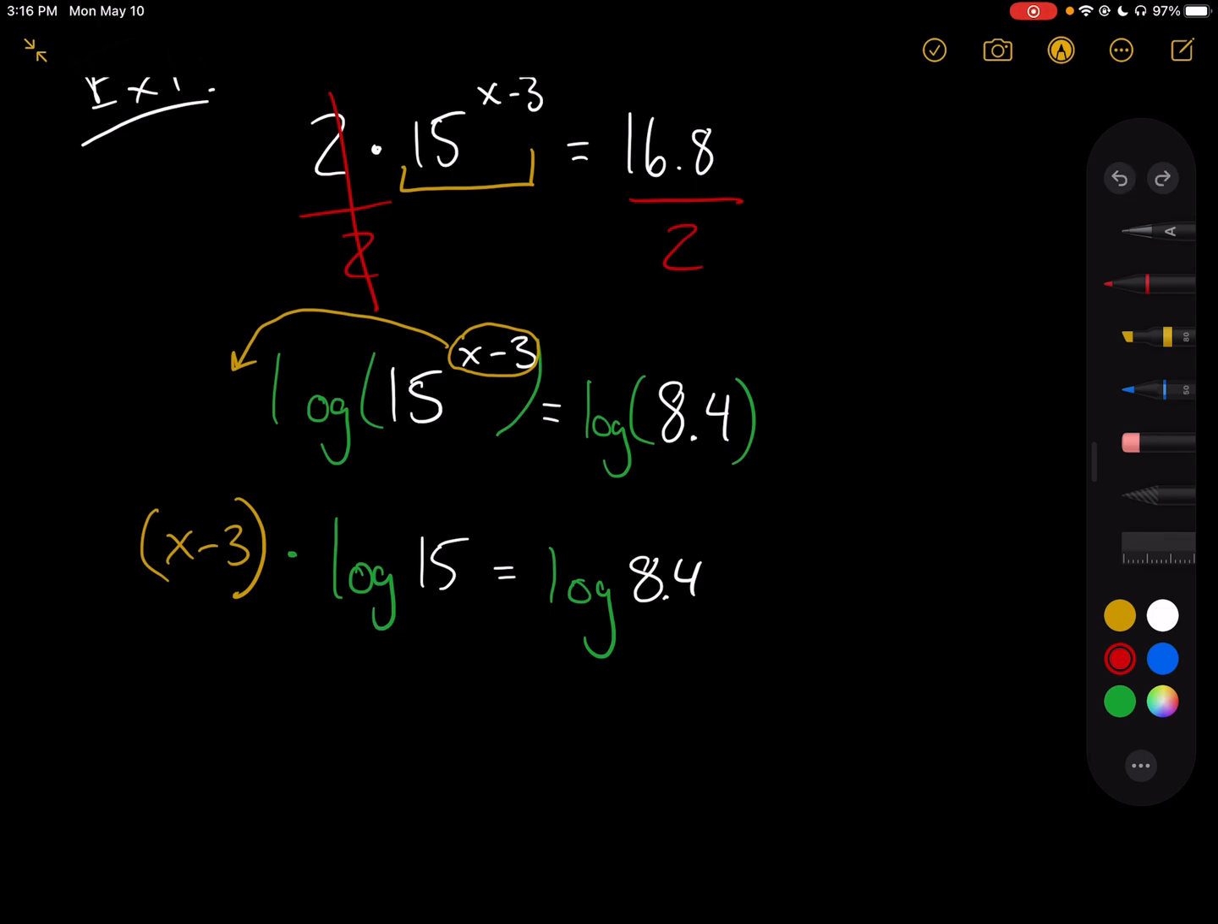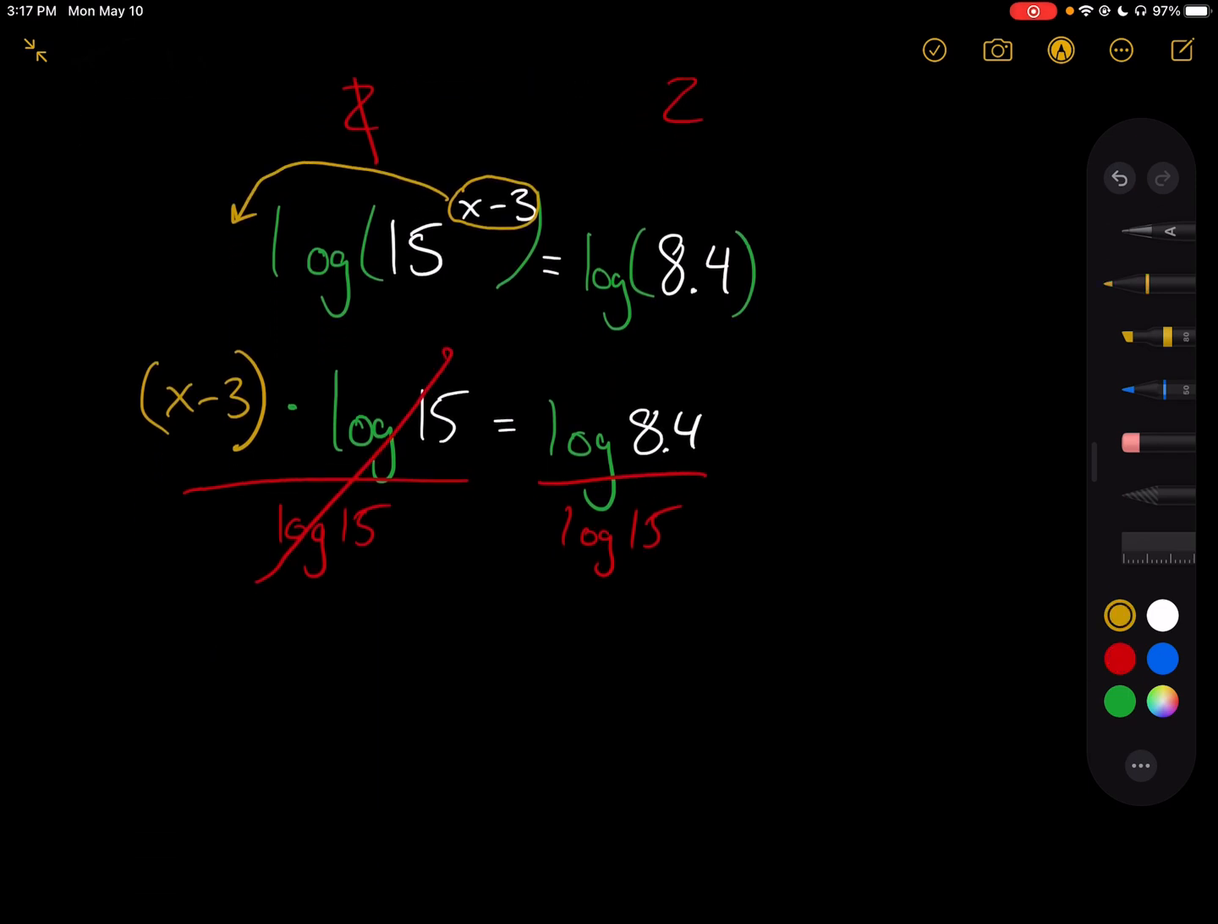And what I mean by that is I can divide both sides by the log of 15, right? And so what that does is it cancels out log of 15 on one side, okay, leaving me with just the x minus 3.